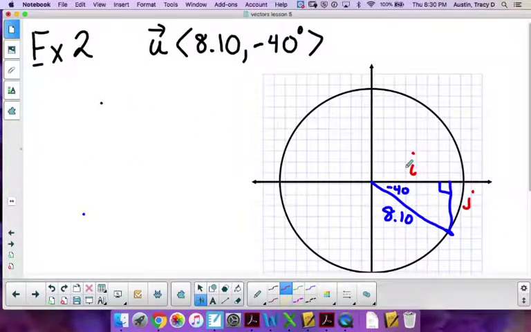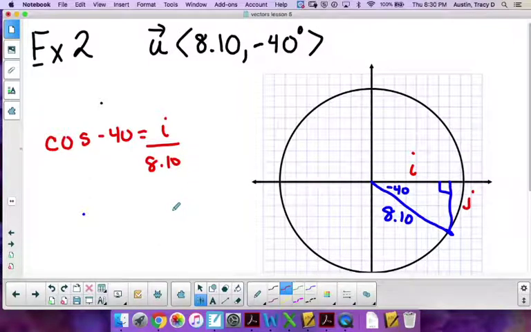So, same thing as before. I want i, right? If I set it up the regular way, that's going to be the cosine of negative 40. Wow, I'm having trouble writing today. Cosine of negative 40 equals i over 8.10, right? And then if we want i by itself, i is going to be 8.10 times the cosine of negative 40. So whatever that is, times cosine of negative 40, and that's going to be 6.20.